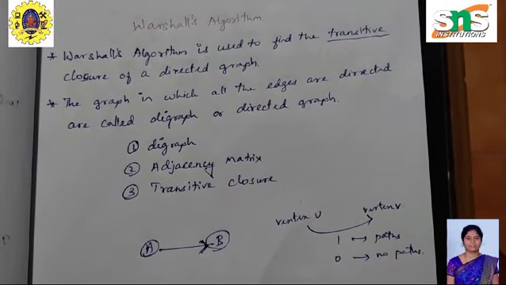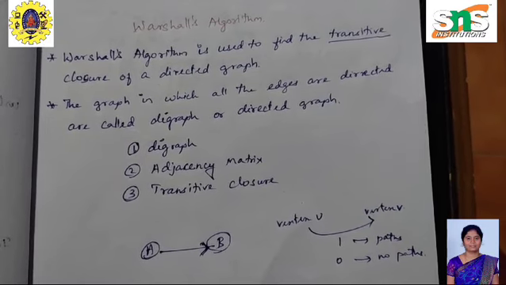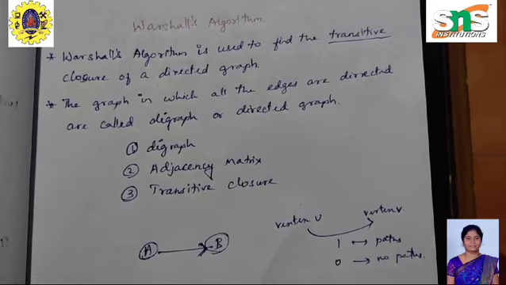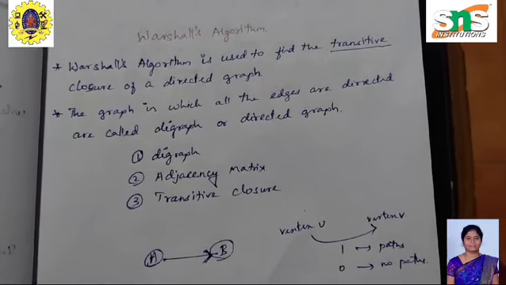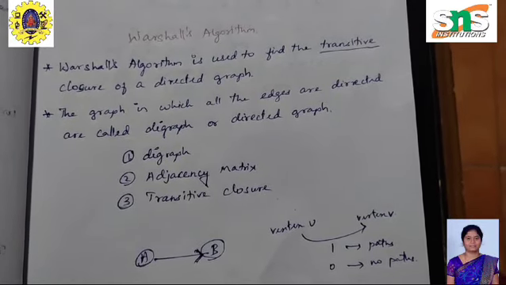Hi friends, in this video we are going to see about Warshall's algorithm which is present in unit 3. Here Warshall's algorithm is used to find the transitive closure of a directed graph. So first is transitive closure. You should know what it is.